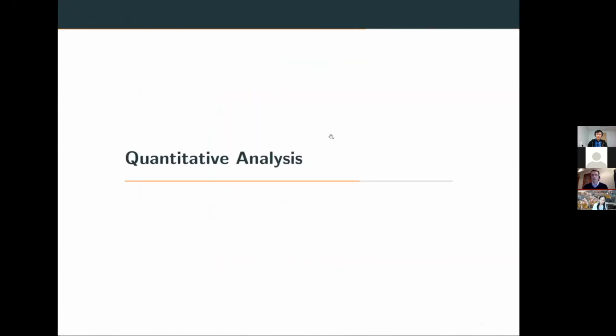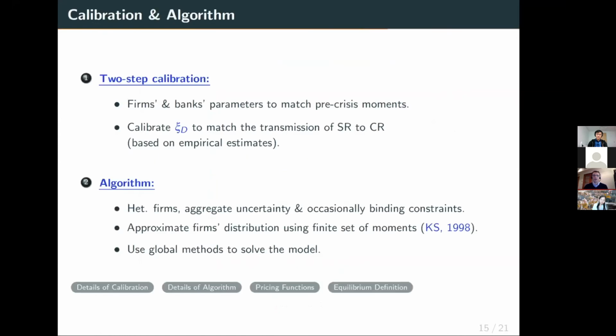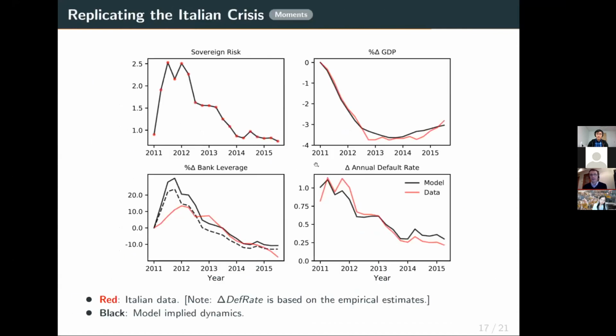So let me jump directly to the quantitative analysis. What I do is to use those estimates to calibrate my model. And the idea is that I'm going to use this xi variable, which, remember, is the exogenous drop in productivity, in order to be able to match this transmission going from sovereign to corporate risk that I just described in the data.